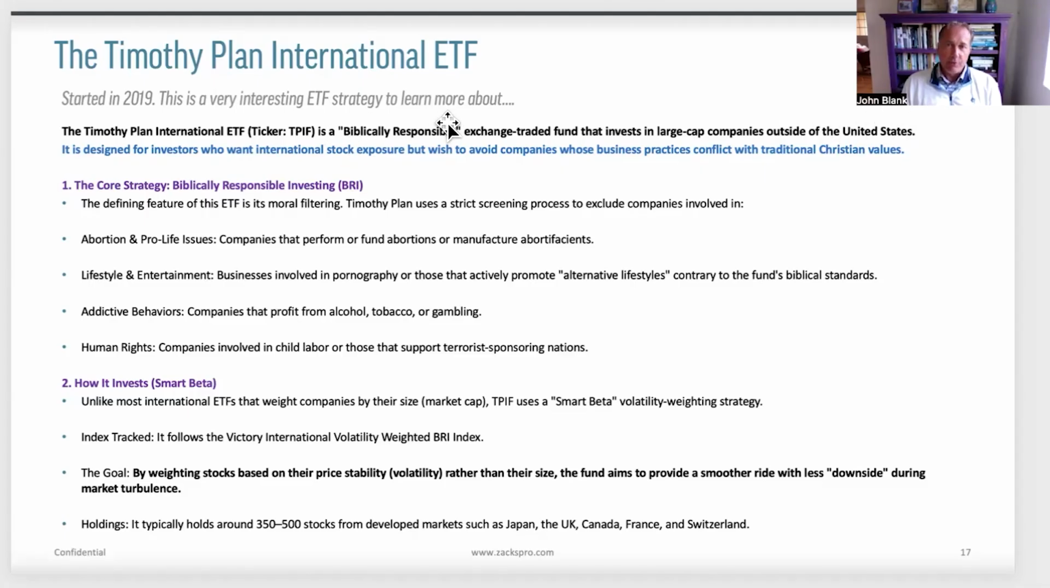And it's biblically responsible. So these are people who want international stock exposure, but they don't want to get into companies with business practices that conflict with Christian values and Christianity. So what does that mean for them? Strict screening process, and they exclude companies. So for example, no abortion companies or manufacturers of abortion products. No lifestyle companies that are involved in pornography. No addiction things, so no alcohol, tobacco, or gambling companies. And no human rights abusers that are in child labor or supporting terrorists.